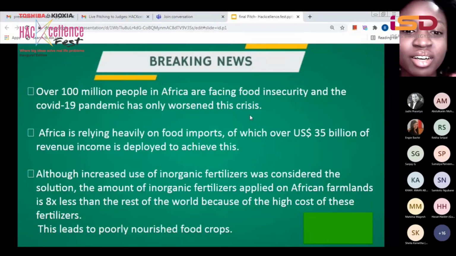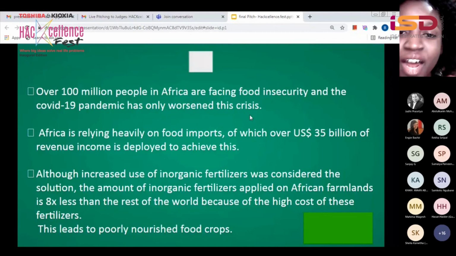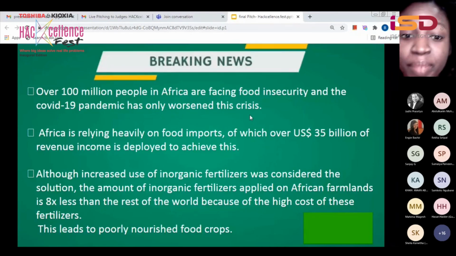Over 100 million people in Africa are facing food insecurity, and the COVID-19 pandemic has only worsened this crisis. Africa is relying heavily on food imports, on which over $35 billion of revenue is spent. Although increased use of inorganic fertilizers was considered the solution, the amount of inorganic fertilizers applied on African farmlands is 8 times less than in the rest of the world because of the high cost of these fertilizers. This leads to poorly nourished food crops.